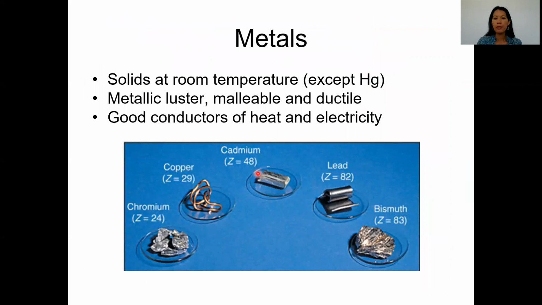Metals, you'll be familiar with these. They're solids at room temperature except mercury. They're metallic, they're malleable, so you can bend them. You probably experienced that with certain metals. And they're good conductors of heat and electricity.